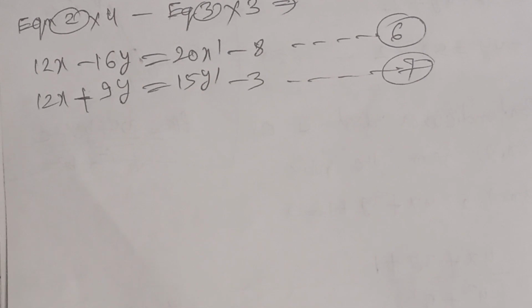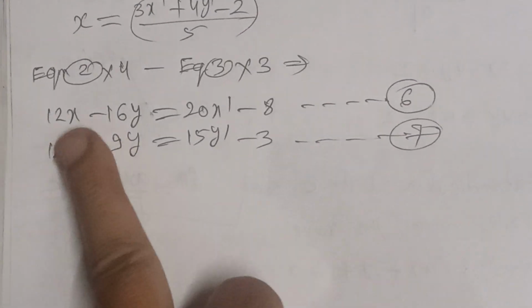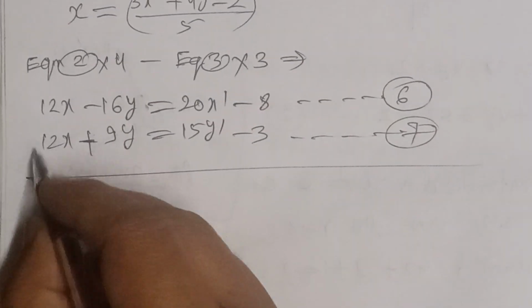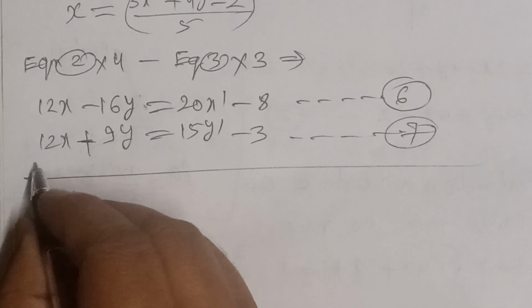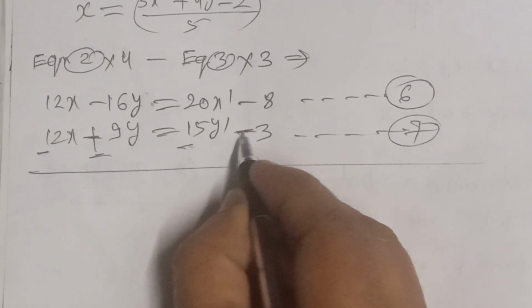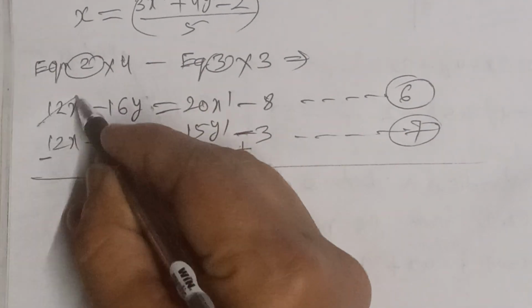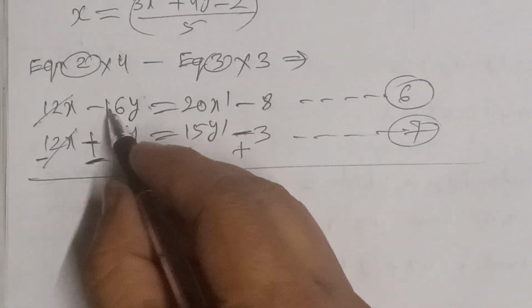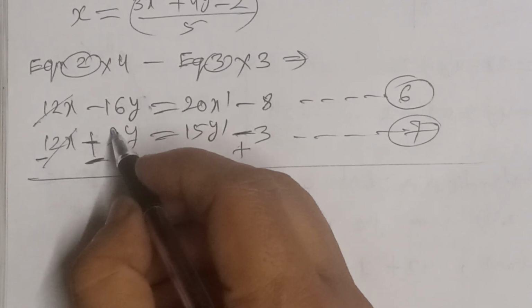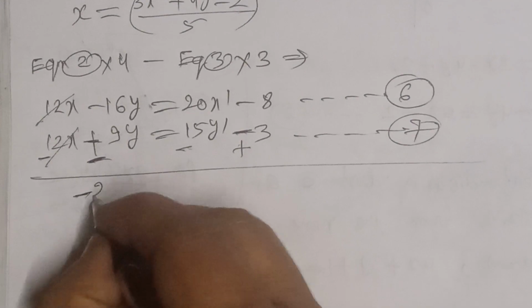For this, we should subtract equation 7 from equation 6. The sign of the lower equation, number 7, changes: minus, but this becomes plus. These coefficients are equal, so 12x cancels out, and these two y terms will add, but the sign will be the same, which is equal to 25y.